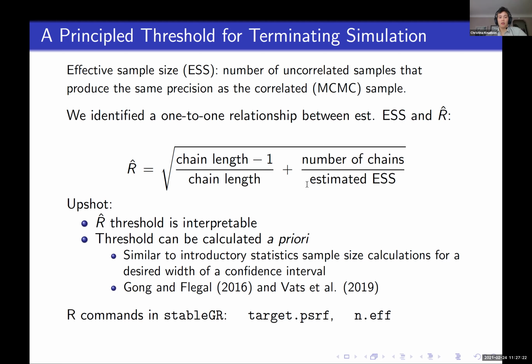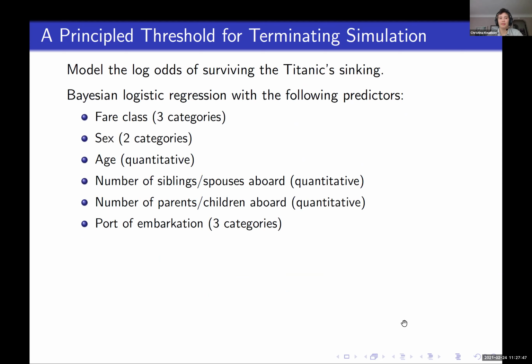Okay, so in our R package stableGR, the command for finding this goal threshold, this target R hat, is target.psrf. And to find the estimated effective sample size, that's just n.eff. Okay, so let's see how this principled threshold works in practice.